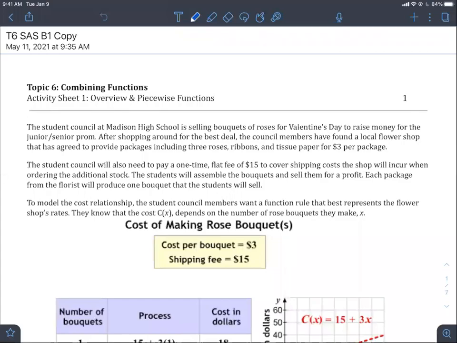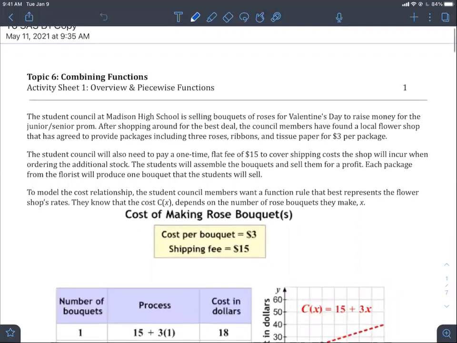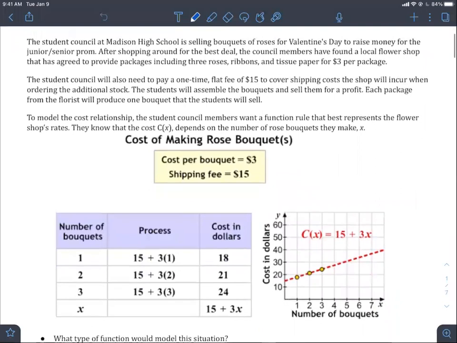On the road. So we're going to be talking about piecewise functions today and tomorrow, but we're going to start with an Algebra 1, Algebra 2 level overview intro example, okay? So we are talking about Madison High School, who are selling flower bouquets so that they can raise money for their senior junior prom. Okay, that is the story scenario for our example.